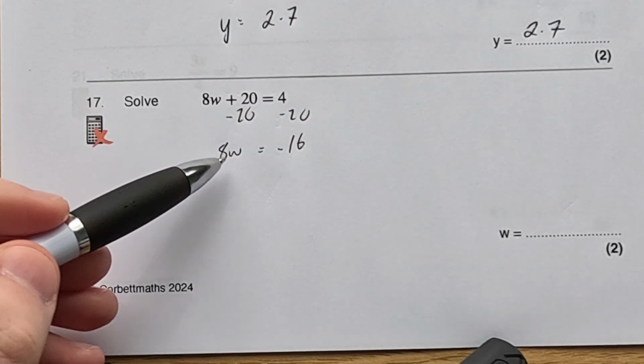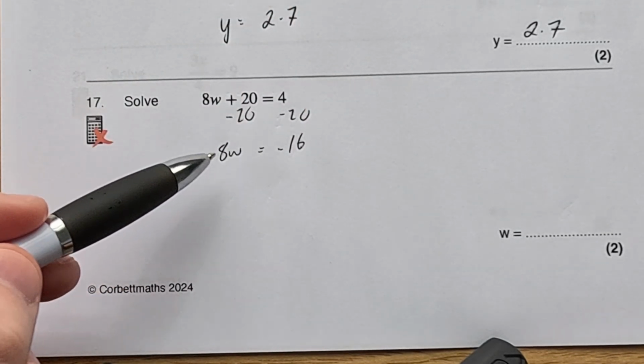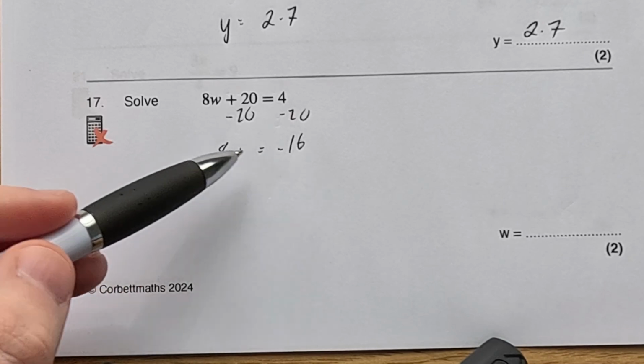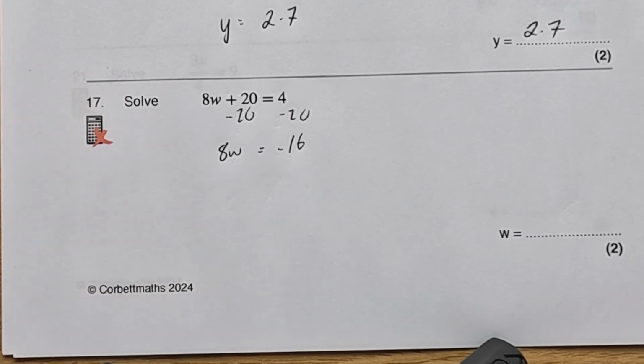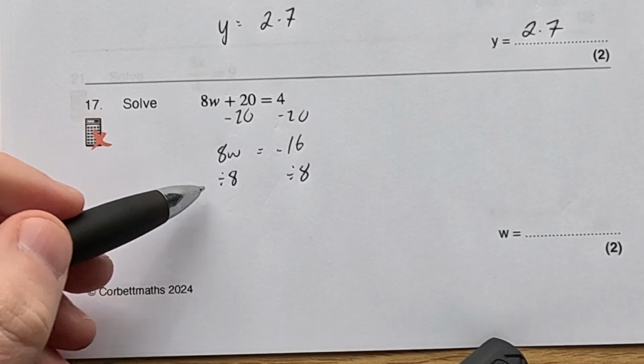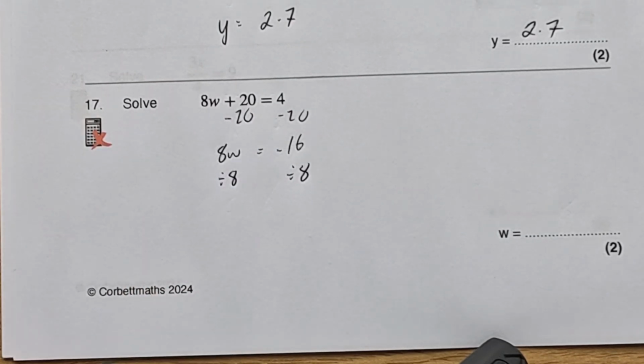So here we've got 8 times w equals minus 16. So that's 8 times a number is equal to minus 16. So we want to get rid of this multiplied by 8. So we're going to divide by 8. We're going to divide the left-hand side by 8 and divide the right-hand side of the equation by 8.